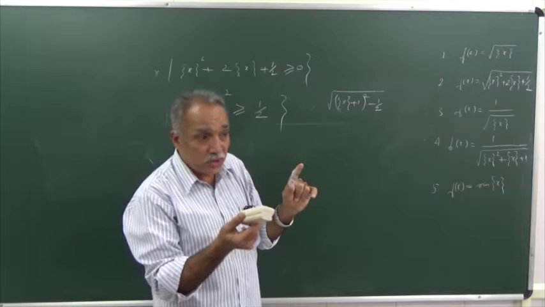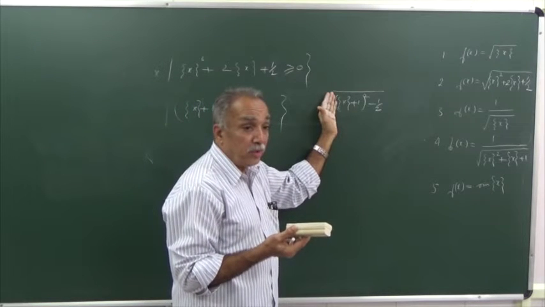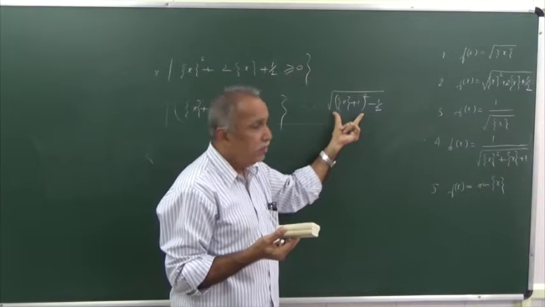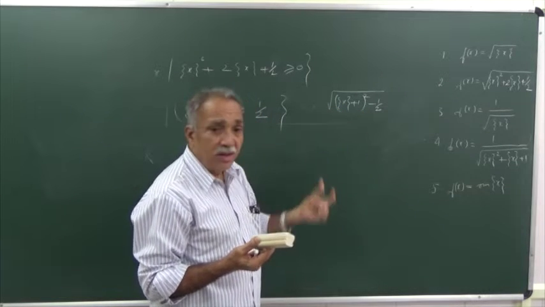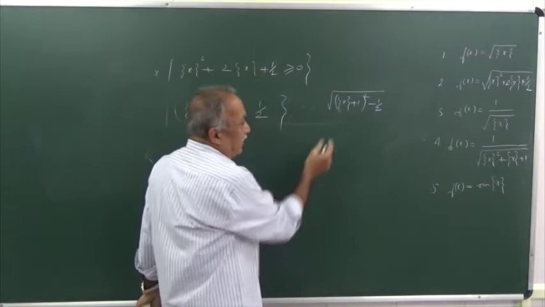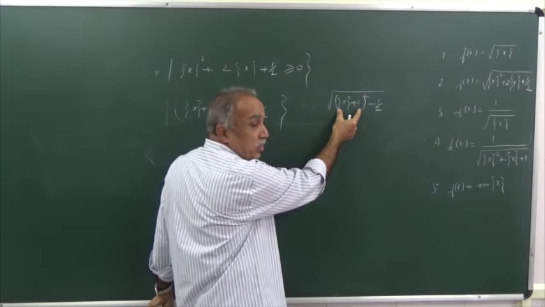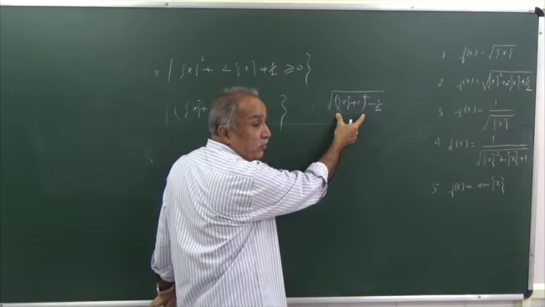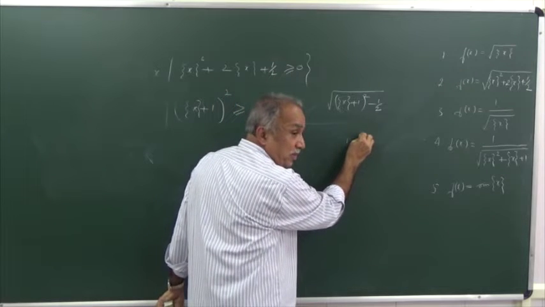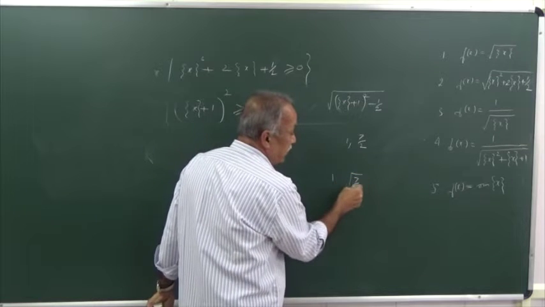The other end point is root of 3 by 2. To get this as root of 3 by 2, this must be 3 by 2, or this must be 2. From where am I getting 2? This lies between 0 and 1, this lies between 1 and 2, square lies between 1 and 4, minus half lies between 1 and not 3 by 2, 7 by 2, square root lies between 1 and root of 7 by 2.